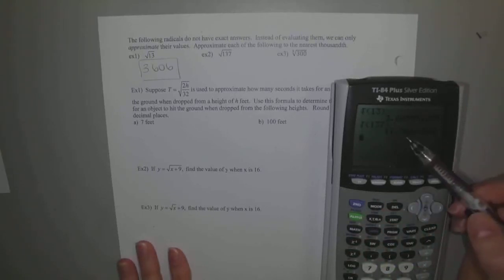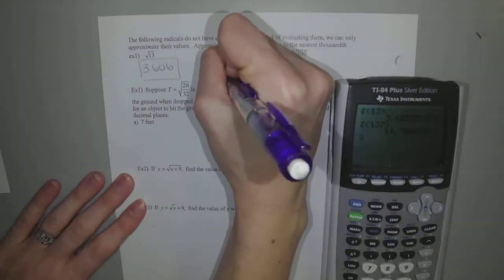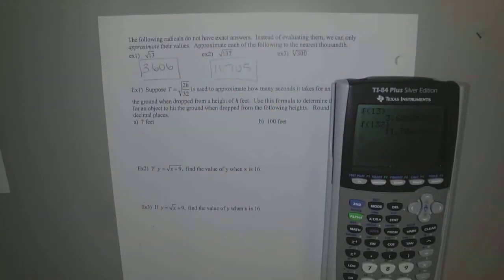Rounded to 3 decimal places, you have 704. The 6 makes that 4 go up to 5. So you have 11.705. Is that all right, guys? Is that what you're getting on your calculators? And again, what perfect squares is 137 between? 121, which is the square root of 11, and 144, the square root of 12. So our answer is between 11 and 12.